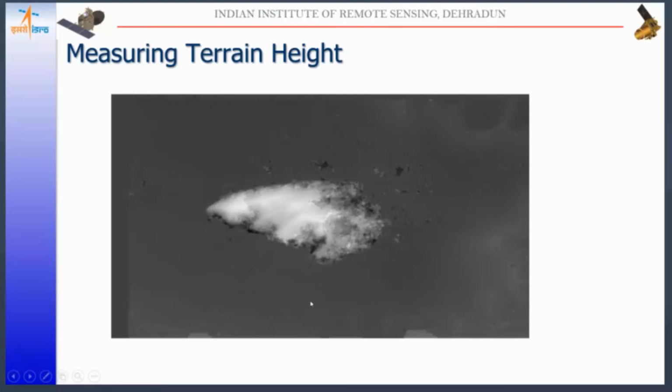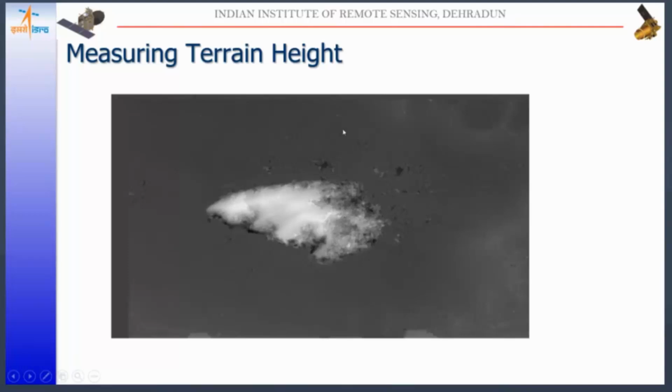Okay. After that, what we have to do is the geocoding of the DEM. Now, what is the geocoding of the DEM? Because you can see this image is not in our normal map projection. It is in the slant range geometry only.